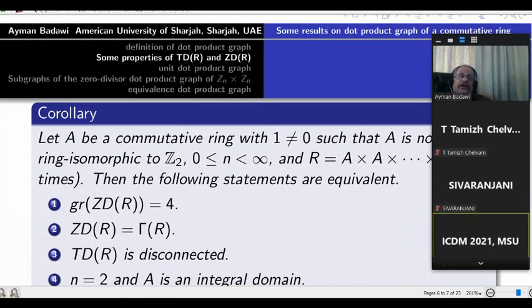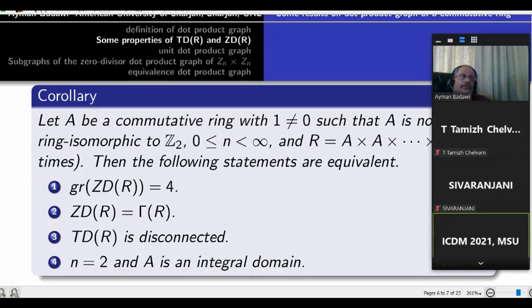The same setting, what about if the girth of the zero divisor graph is 4? I keep saying zero divisor, but it's the zero dot product. Because remember, for the zero dot product of R, the vertices are the set of all non-zero zero divisors of R.